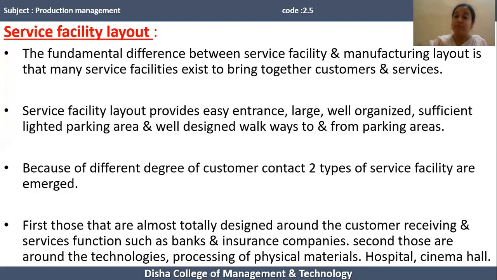So for them, the layout, the arrangement, is different. For the organization which provides service by using different technologies, by using different materials, there are different types of service facility layout, and for the organization which simply receives the customer and provides the service, a different type of layout is also available according to the requirement of the service providing organization. They select a particular type of service facility layout, so that they can serve the customer in a better way.